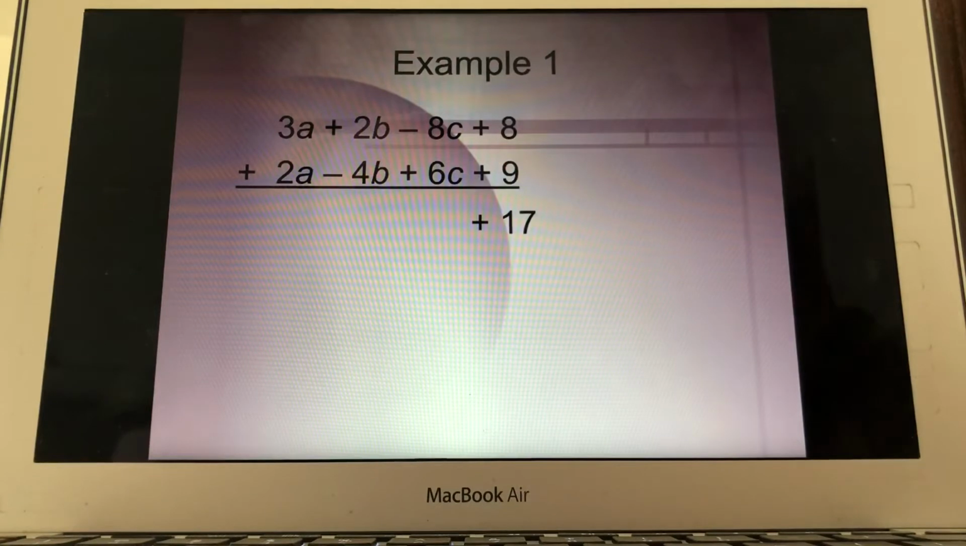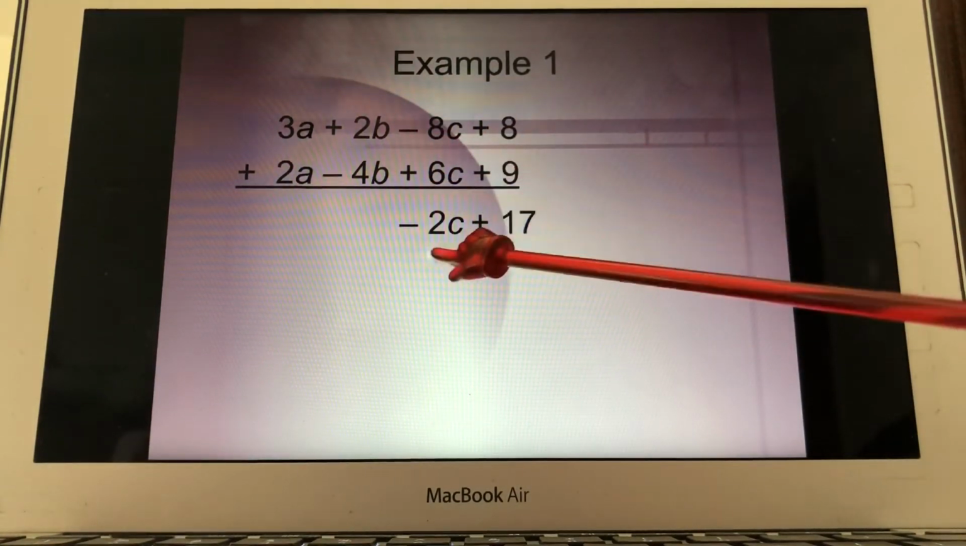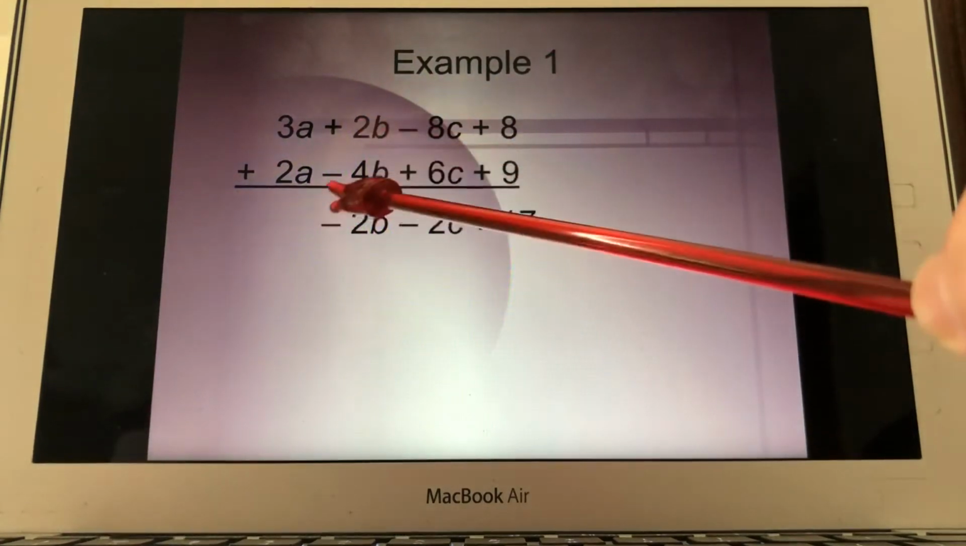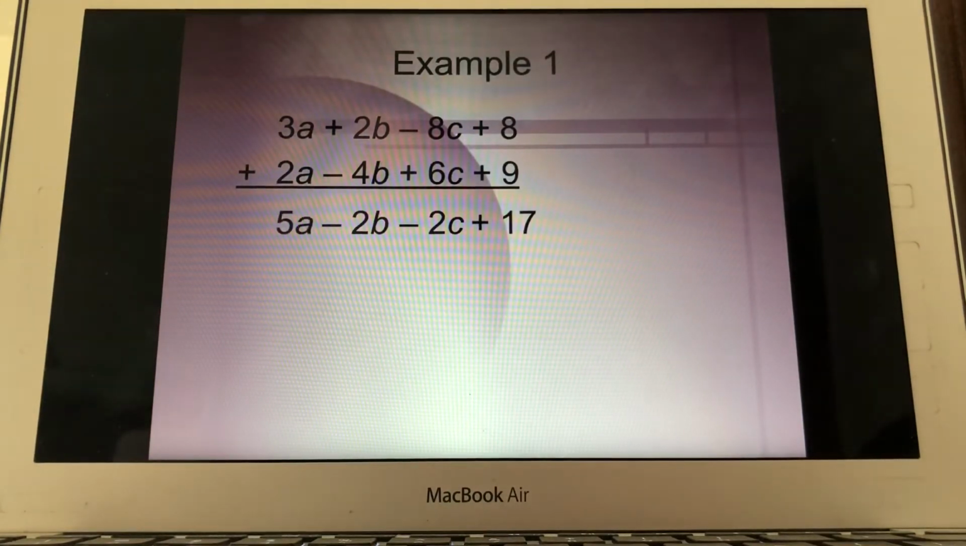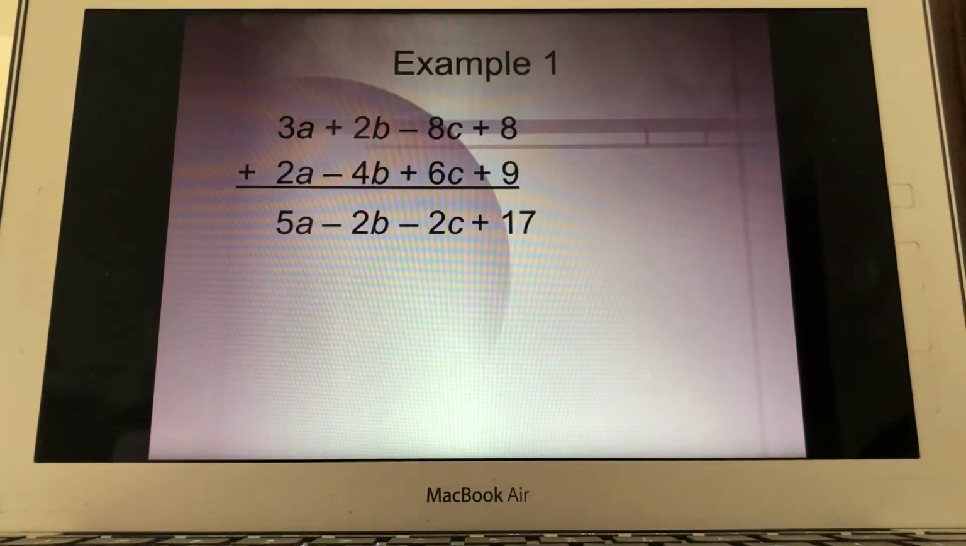So 17. Okay, negative 8c plus 6c gives us negative 2c. 2b minus 4b gives us negative 2b, right? 3a plus 2a gives us 5a, and so here is our simplified polynomial.